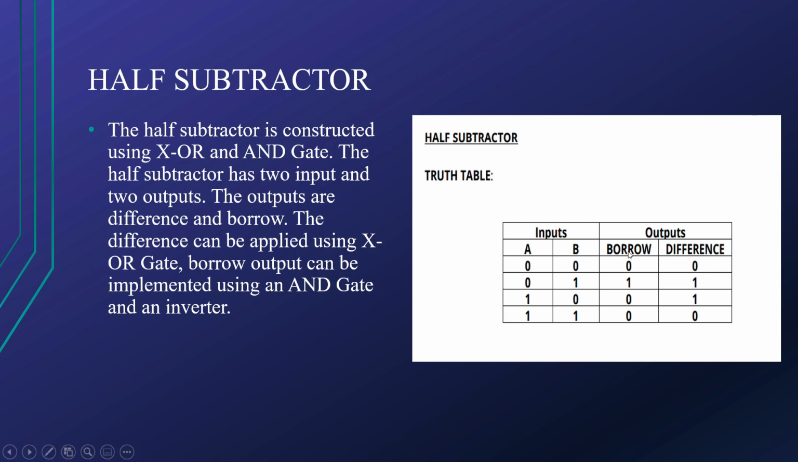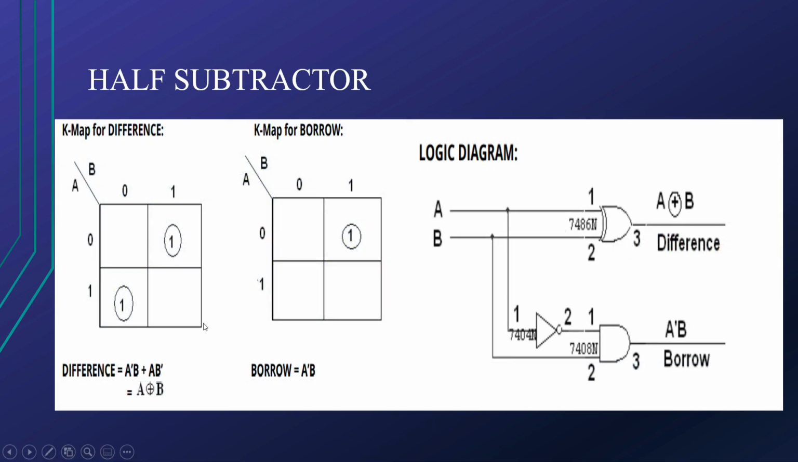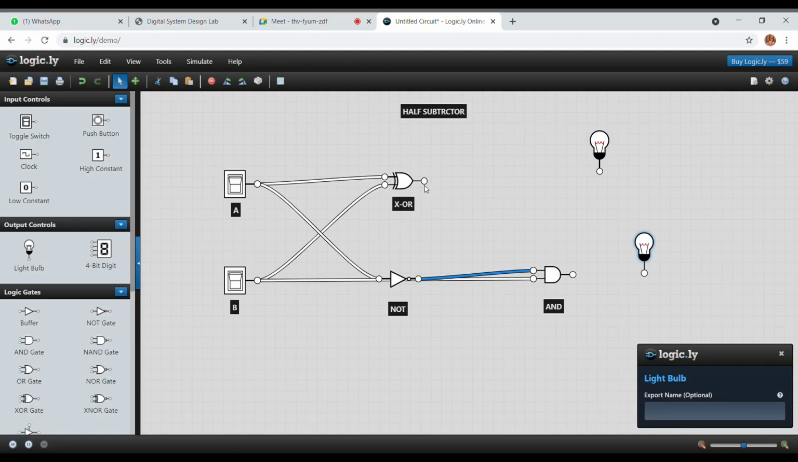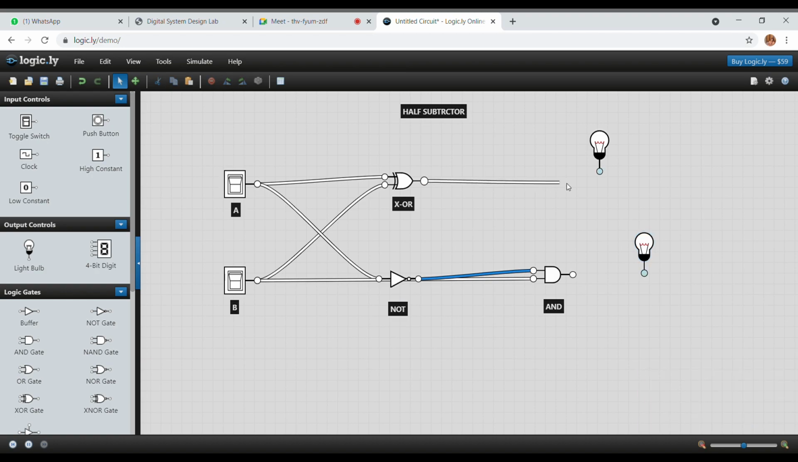So the truth table for the half subtractor is this. The K-map for half subtractor, one for difference and another for borrow. The logic diagram for half subtractor. Now we are going to see simulation for half subtractor.